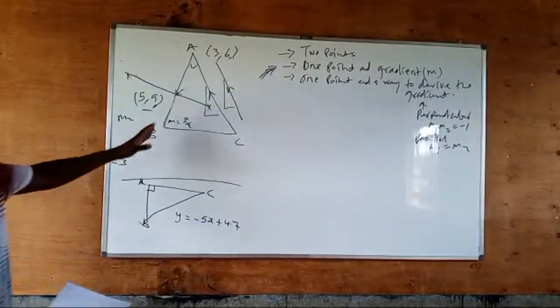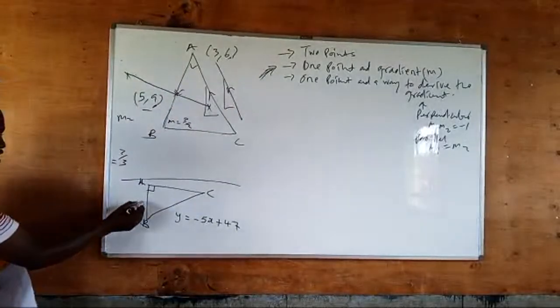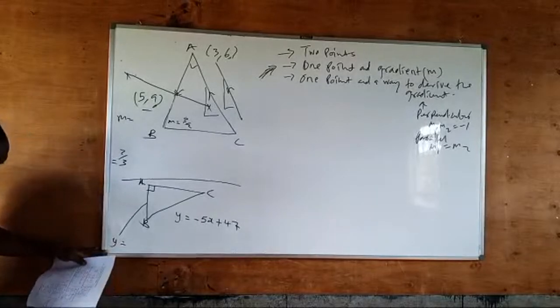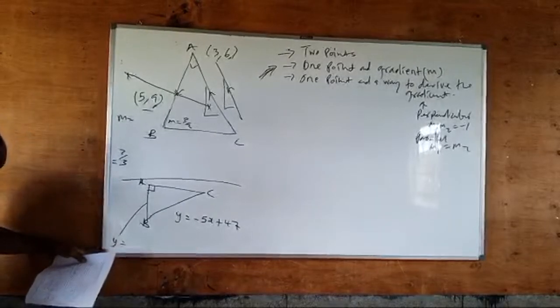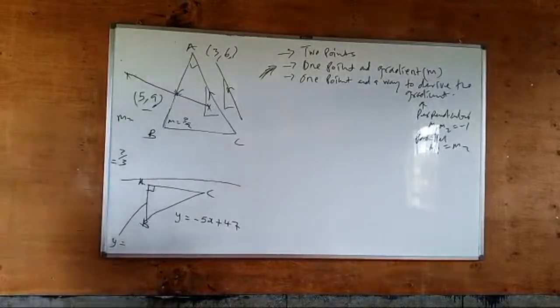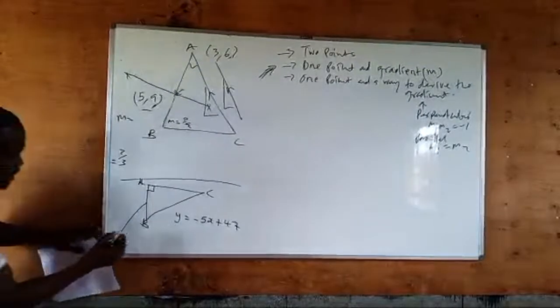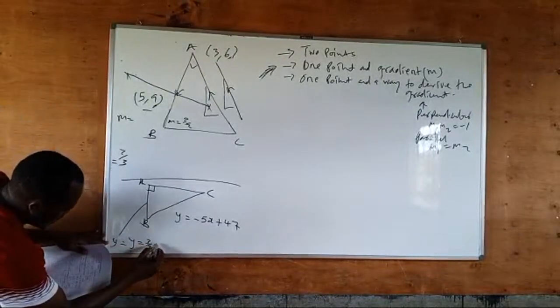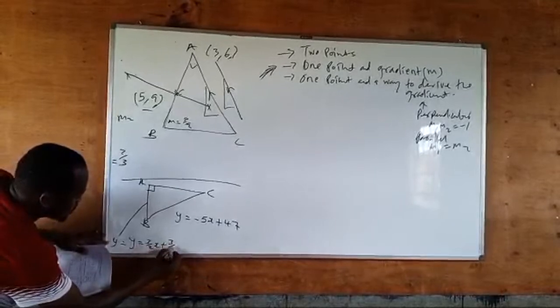Remember we have found AB. The equation of AB tulipata ikiwa y equals to, find the equation part A. Ilikuwa imesema y equals to 3/2 x plus 3/2.